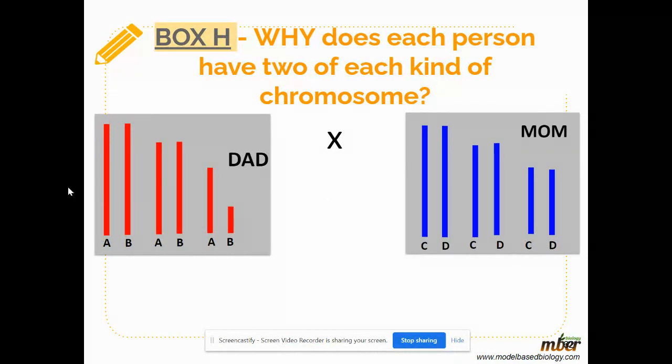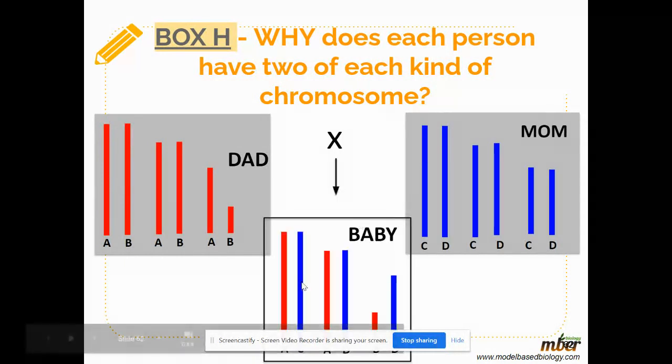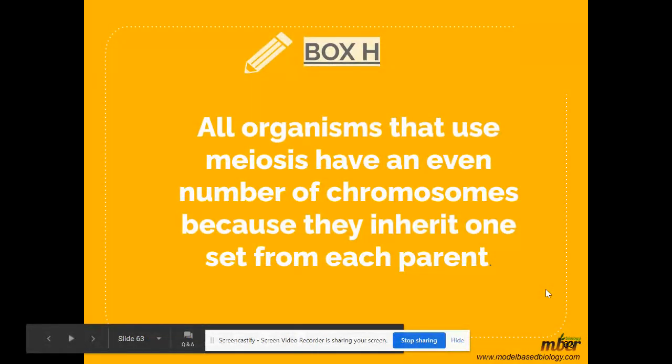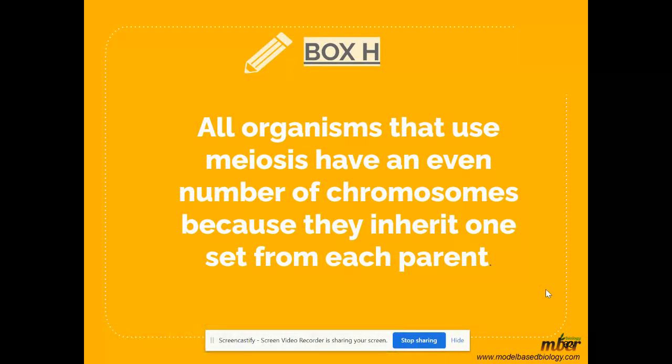Okay, we have dad times mom results in a baby that has a tall one from mom and dad, a medium one from mom and dad, and then the last one, it looks like this is going to be our sex chromosome. Okay, all organisms that use meiosis have an even number of chromosomes because they inherit one set from each parent. So the only reason why there would be an organism with an odd set of chromosomes is if there is a chromosomal defect, essentially.